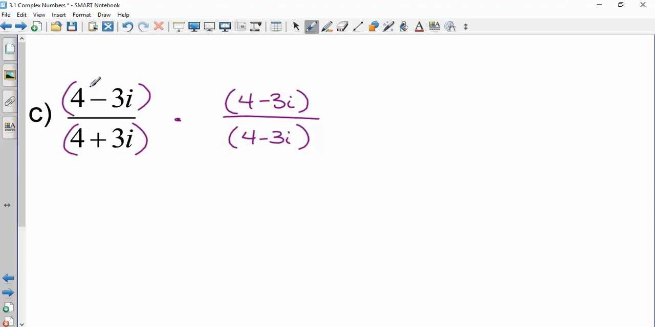So on the top, if we start FOILing, 4 times 4 gives us 16 minus 12i minus 12i plus 9i squared.